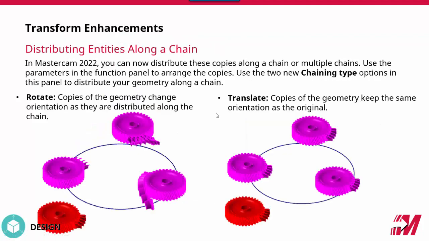Some transform enhancements. We now have the ability to rotate and translate about a piece of wireframe. So I can, for example, select this circle and it rotates in a rotates option here, and it will go ahead and rotate my part as it goes around the circle. If we use the translate option, it'll keep our part in its current orientation and move it around that circle just as well.